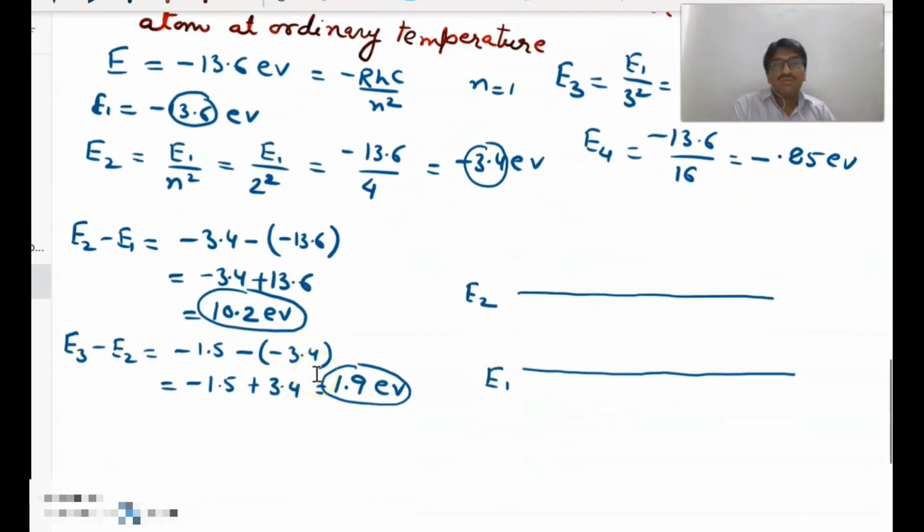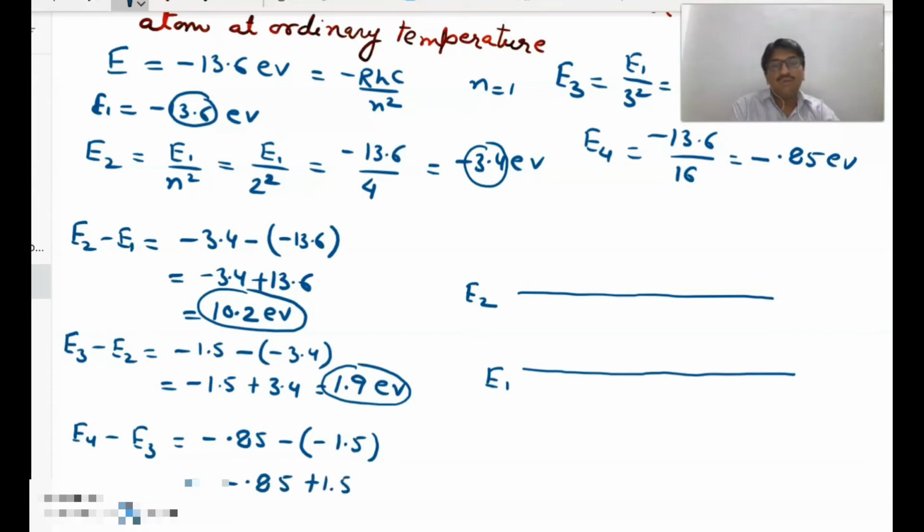And after that E4 minus E3. E4 means minus 0.85 minus E3, minus 1.5, and it becomes minus 0.85 plus 1.5, and it becomes 0.65 electron volt. Again it is decreased.